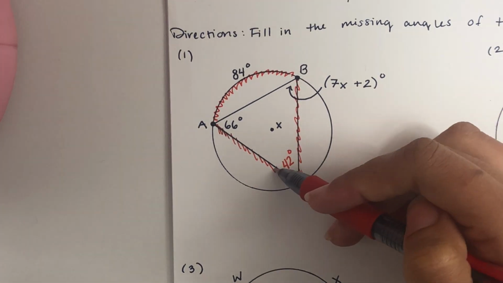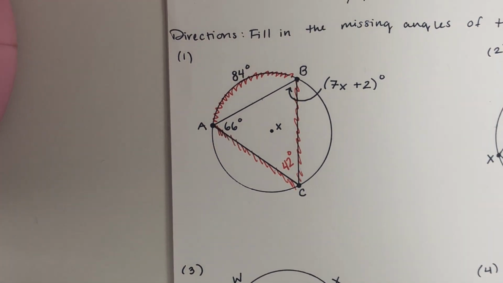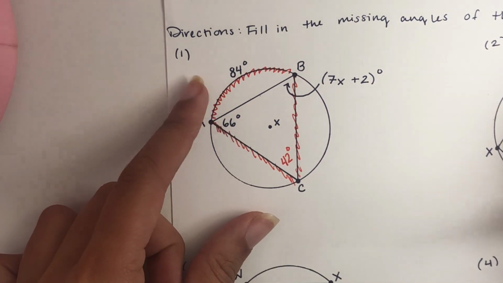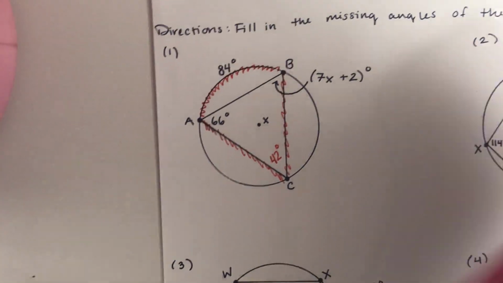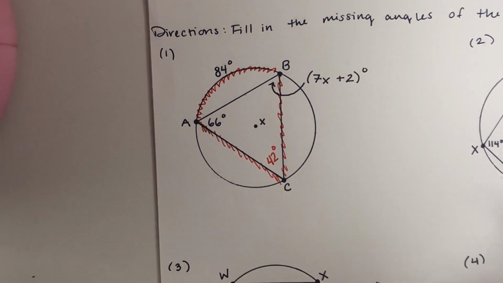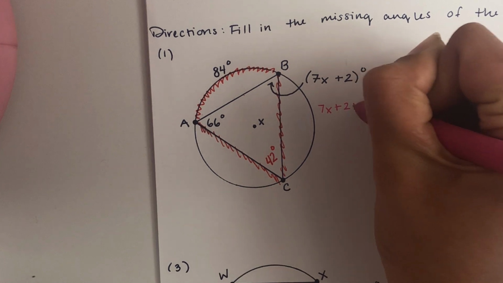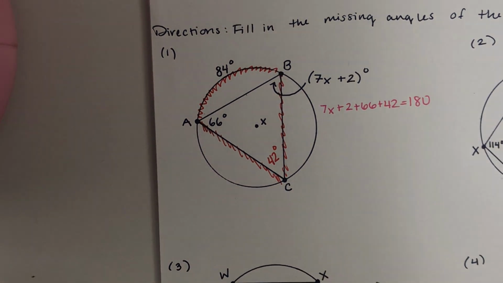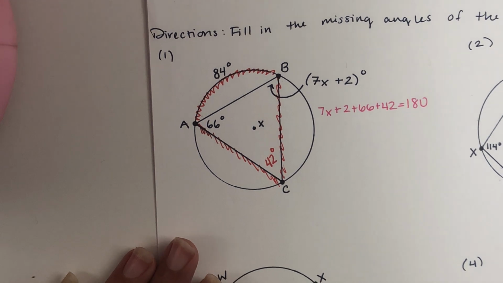Now, none of these lines are passing through the center, which means there's not going to be any right angles in here because none of the chords are the diameter. All right, so I have 66, 42, and 7x plus 2. What can I do to solve for x? What do the 3 angles inside a triangle add up to? Hopefully you remembered that it's 180, right? The angle for circles is 360, but this is a triangle. And the angles of a triangle add up to 180.